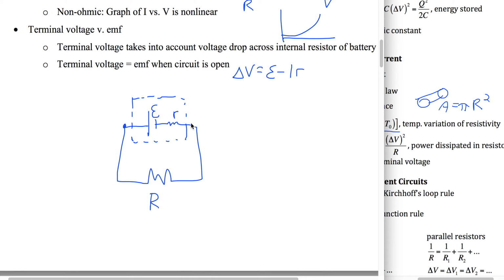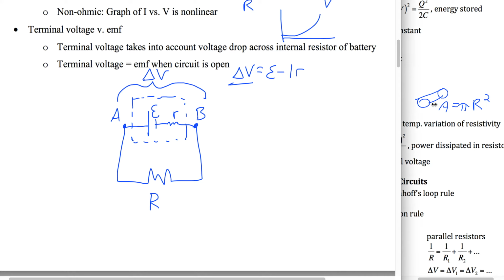And from points A to B here is where you have this delta V that is given in this equation here. That's the terminal voltage. So that's how much voltage you're actually getting out of the battery after there's a voltage drop across the internal resistance of the battery.